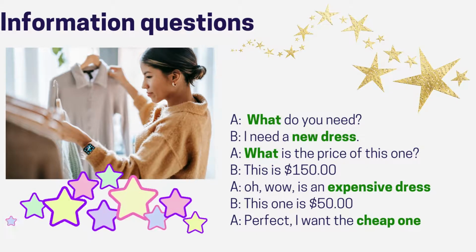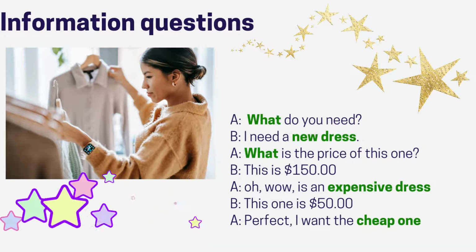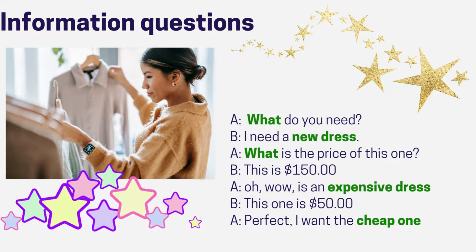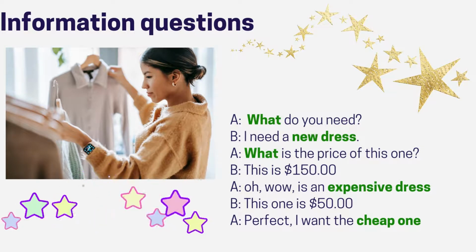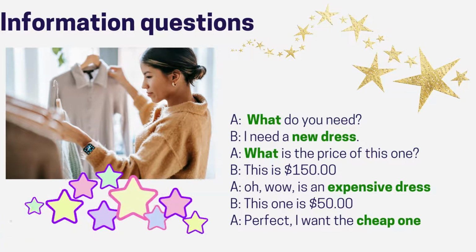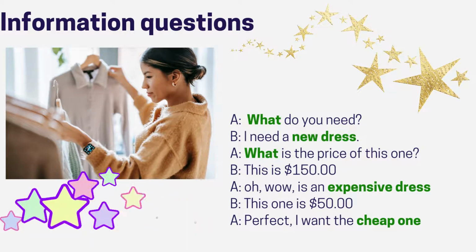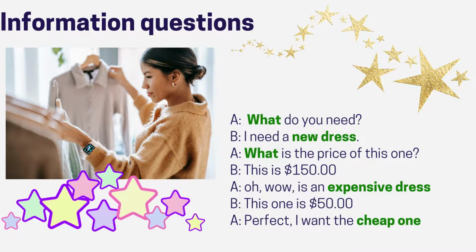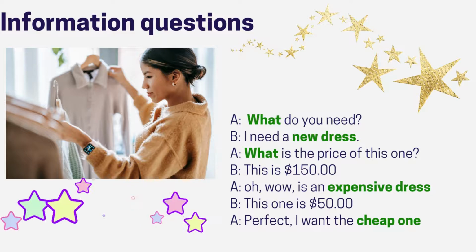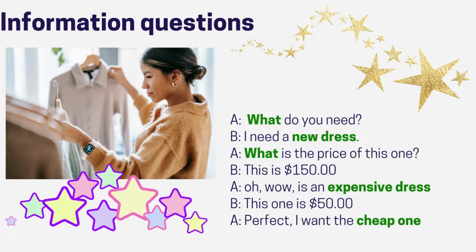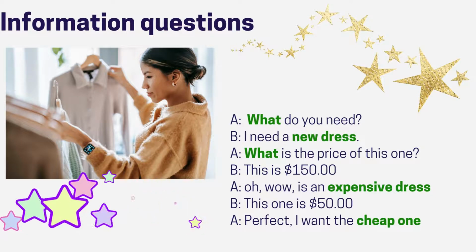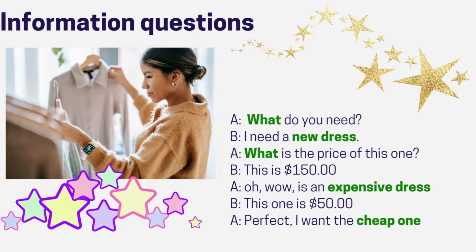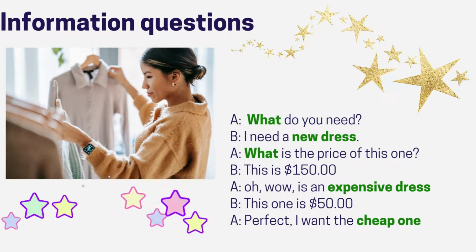Now, we're going to talk about information questions. For them, we need to use WH words such as what, when, how, where. Right here, I have a model of a conversation that you may try to practice. What do you need? I need a dress. What is the price of this one? This is $150. Oh, wow, it's an expensive dress. This one is $50. Perfect. I want the cheap one.